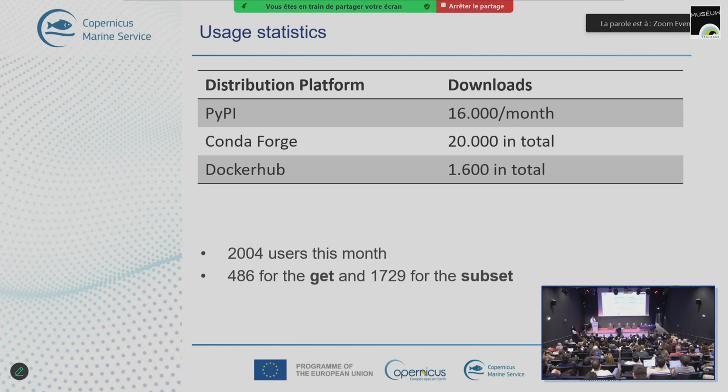About the usage statistics, the distribution, as I said, we have a PyPI, like any modern Python library. So around 16,000 downloads per month. We're also on Conda Forge, 20,000 in total, and some people use the Docker image. And from what we monitor, we have 2,000 users per month, approximately, 500 for the get and 1,700 for the subset.